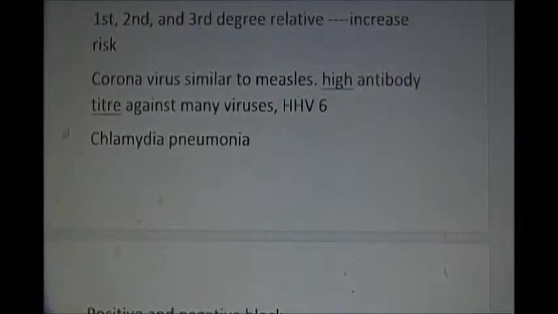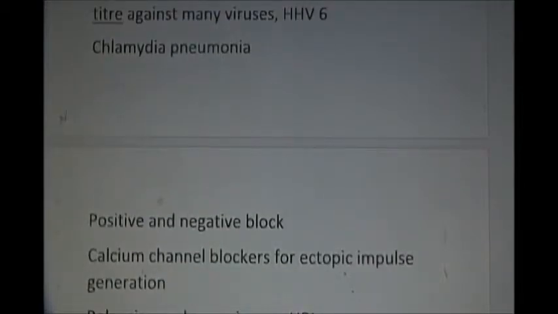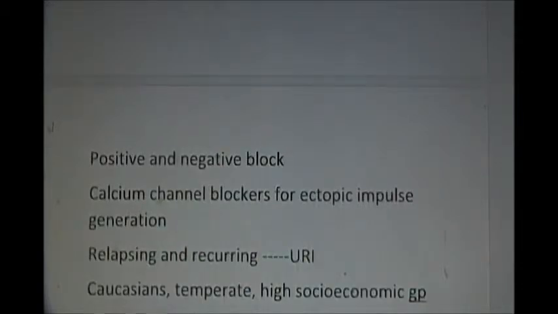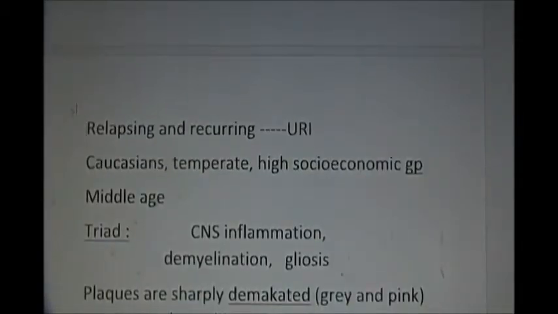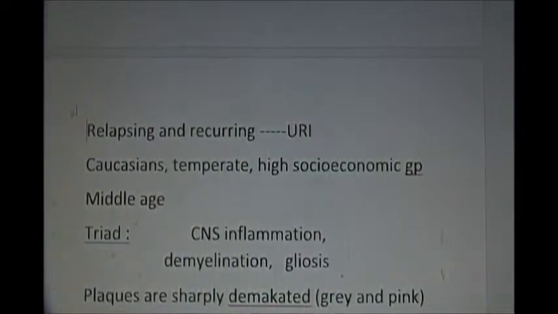Among the infections, coronavirus and a virus similar to measles have high antibody titers, and many other viruses like human herpes virus 6 are also implicated in the disease. Chlamydia pneumoniae is also implicated. The disease has a relapsing and recurring course. Why? Because once the myelin is destroyed, the oligodendrocytes keep on trying to repair and fix the problem. They repair it, the symptoms disappear, and then the disease appears at another site. So that is why the disease has relapsing and recurring features.